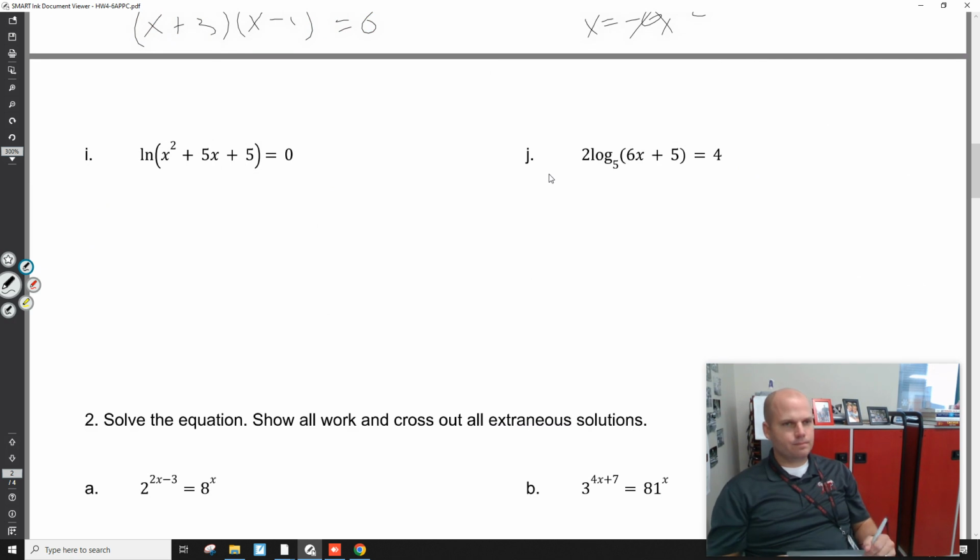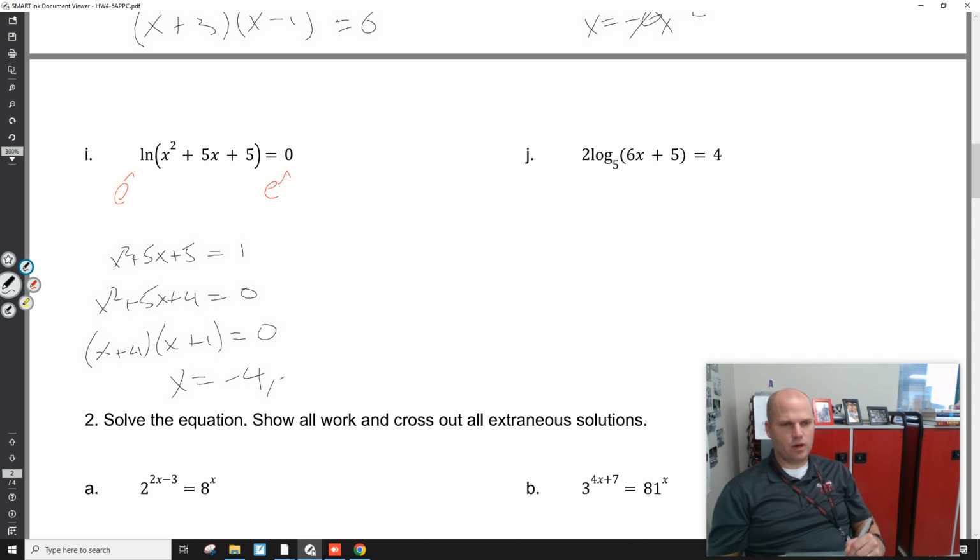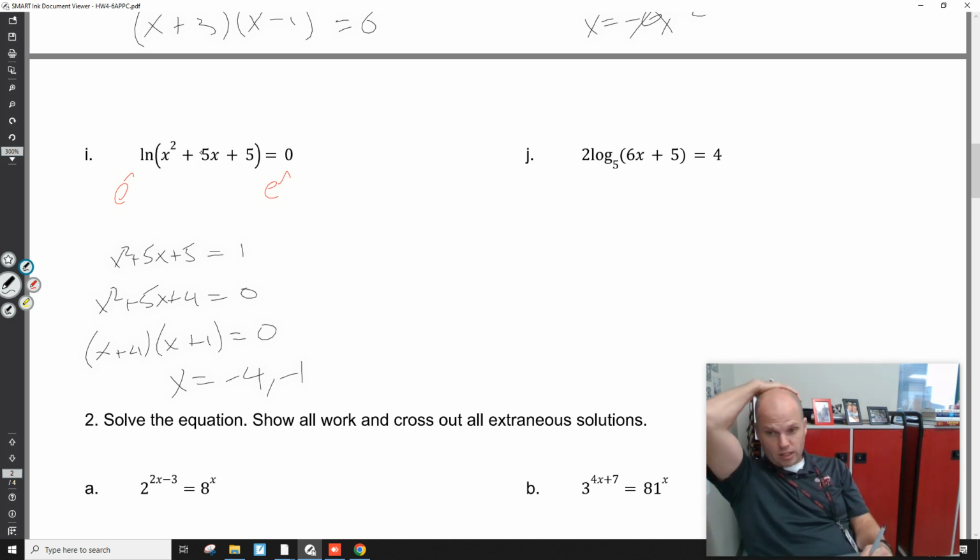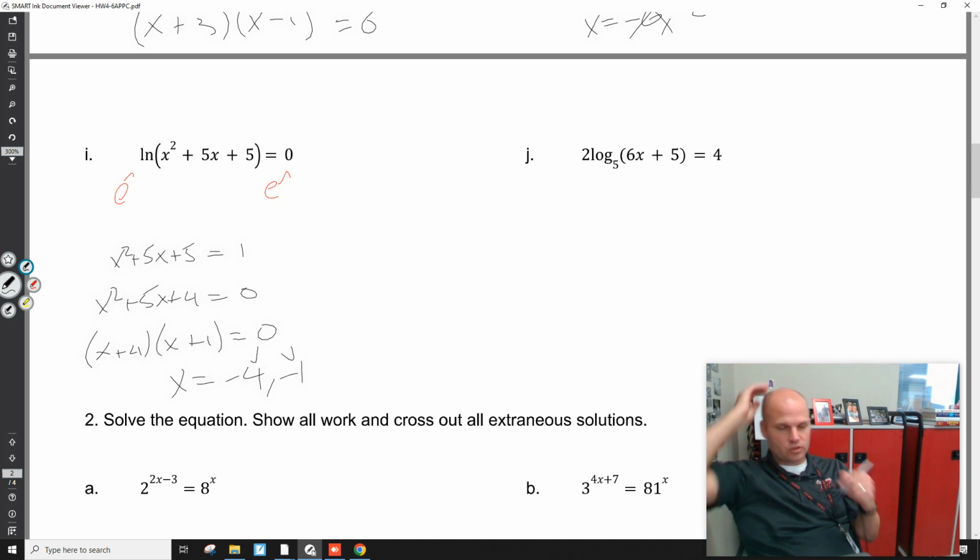Okay, this one. Get rid of the natural log with an e to the power. We get x squared plus 5x plus 5 equals 1. We get x squared plus 5x plus 4 equals 0. I get (x plus 4)(x plus 1) equals 0. I get x equals -4 and -1. If I plug in -1, I get 1 plus -5 plus 5, which gives me the natural log of 1. That's good. If I plug in -4, I get 16 minus 20 plus 5. These both work. There are no extraneous solutions here.